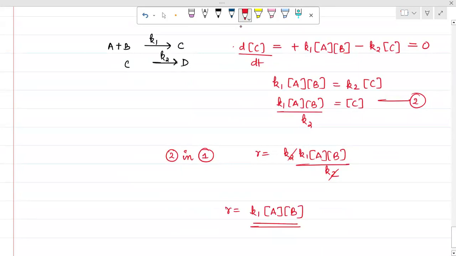What is the effective rate constant? K1. What is the total order of the reaction? 1 plus 1, 2. This is how you solve the question.